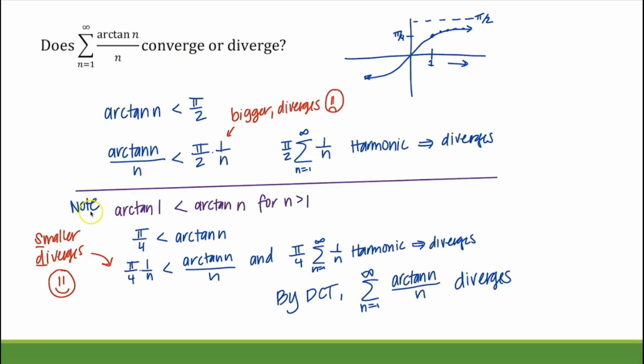So I formalize things over here. Note, arctangent 1 is less than arctangent n, which is pi over 4 is less than arctangent n. Divide both sides by n, or multiply by 1 over n. We have this inequality, and this series is harmonic and diverges. So by the direct comparison test, our original series must also diverge.